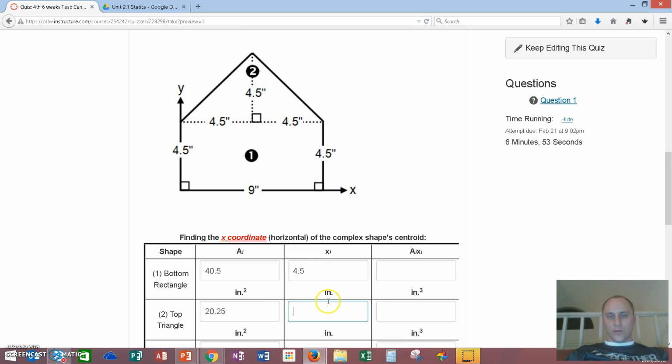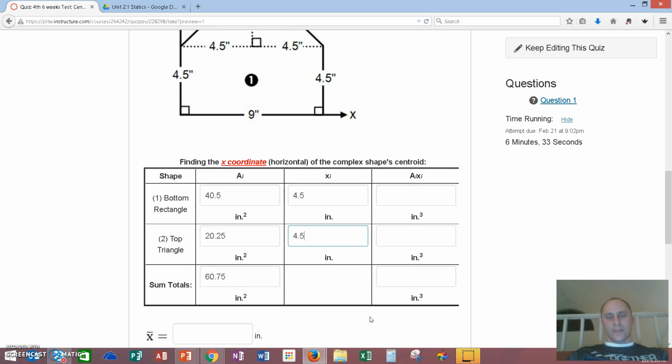So we'll continue finding the x location of this triangle here, which if we look, they share the same size base of 9 inches. So all we have to do is move along the x-axis halfway, and we go up, and we know the centroid is going to be located along this line of symmetry. So it also is 4.5 inches. Now we come over here and do some simple math.